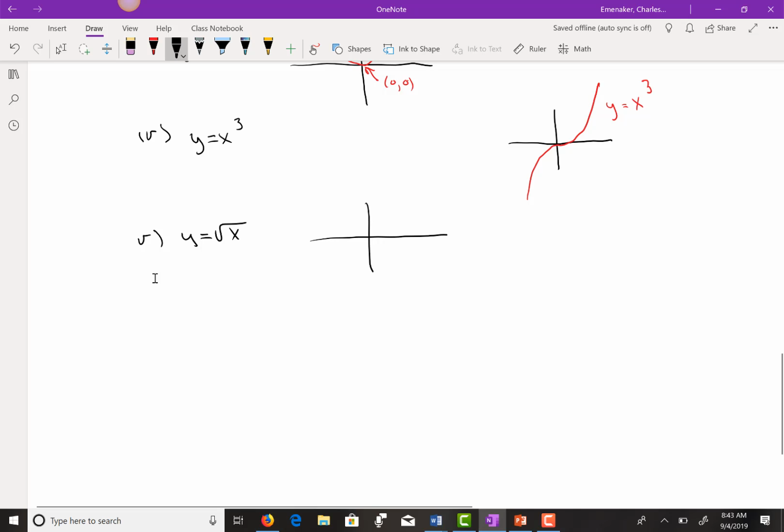And this is one where some people go one way and some go another. What times itself equals 0? 0. So the square root of 0 is 0, so 0 actually works. The graph of square root starts at 0 and it goes like that. This is what the graph of square root of x looks like.